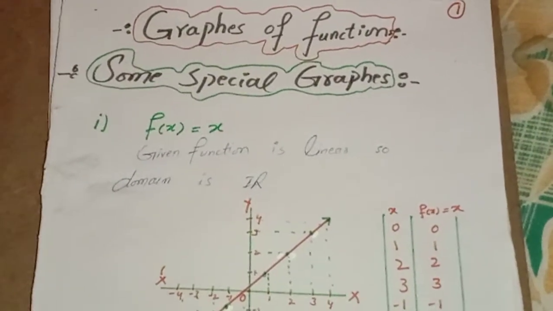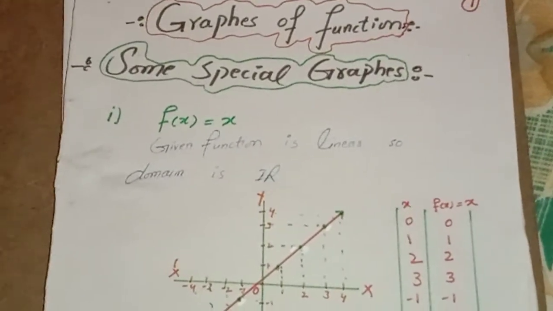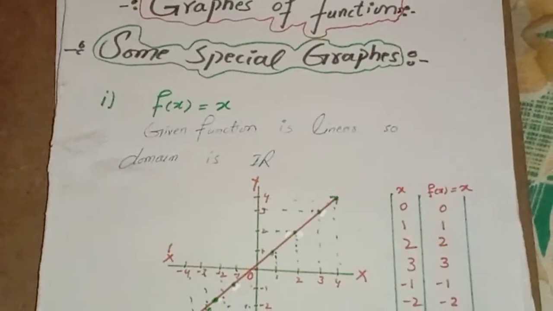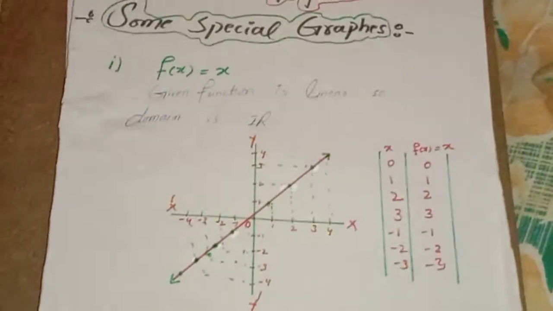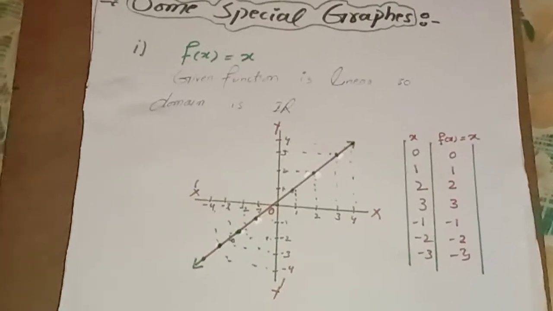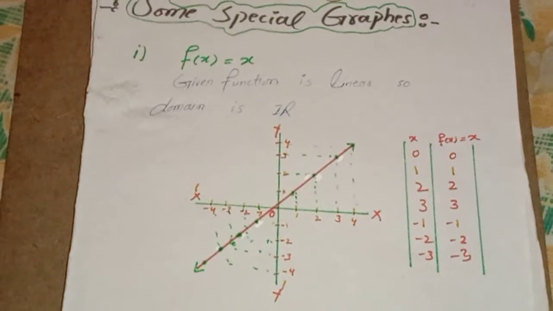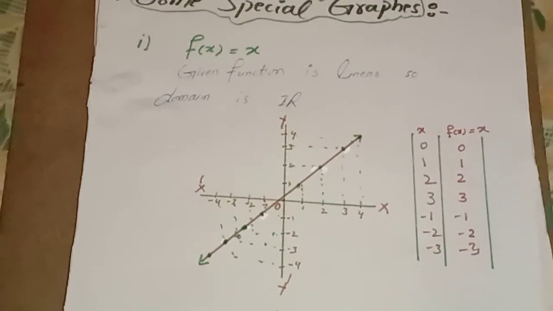In part 1 of calculus, you have learned about function, domain and range of function, and different kinds and types of functions. So in this video, you are going to sketch graph of some special functions. So number 1 is f(x) equal to x, as we know that it is a polynomial of degree 1. So it is a linear function. The domain of this function is all real numbers, and range of this function is also all real numbers.